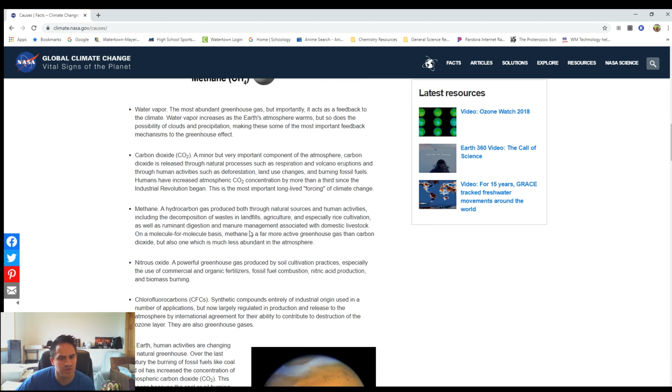So methane is produced both through natural sources and human activities, including decomposition of waste in landfills, agriculture, and especially rice cultivation, as well as ruminant digestion and manure management associated with domestic livestock. It says this is a much more active greenhouse gas than carbon dioxide, but is also one which is much less abundant. Okay, so it looks like this also is natural, but a lot of human activities cause this. Again, waste in landfills, agriculture, rice cultivation, manure management with domestic livestock. So we're going to put down things like that.